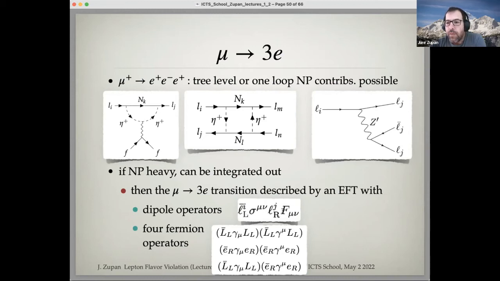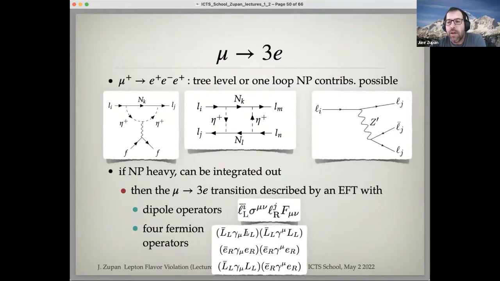And it's chirality flipping, right? It's exactly the same operator. So in this picture, shrinking the loop to a point corresponds to having an insertion of this dipole operator. The other set of operators are the four-fermion operators.